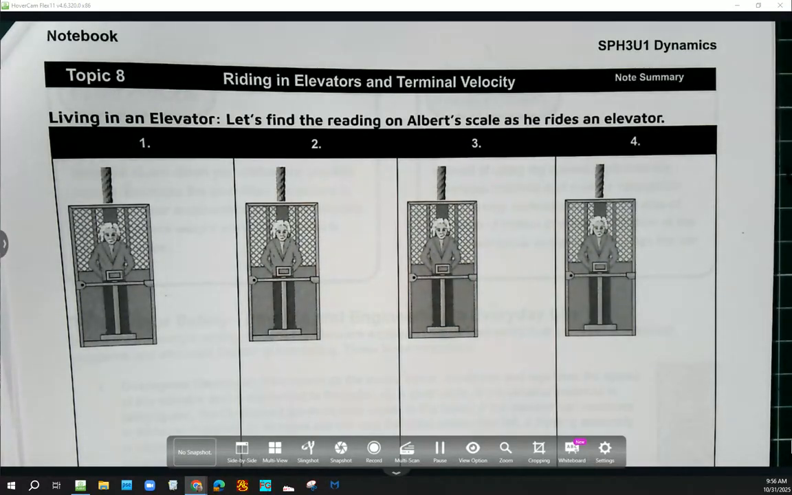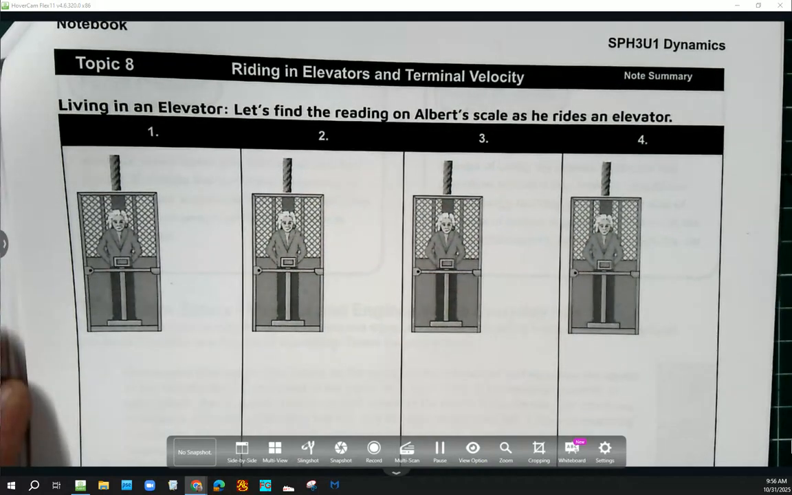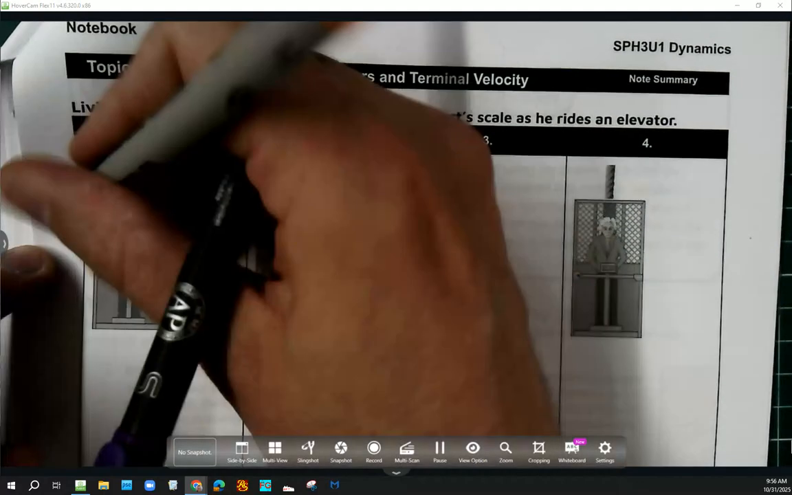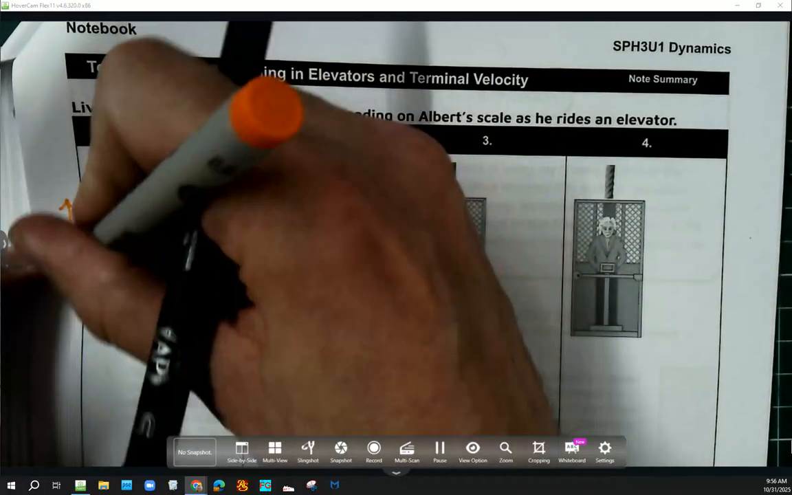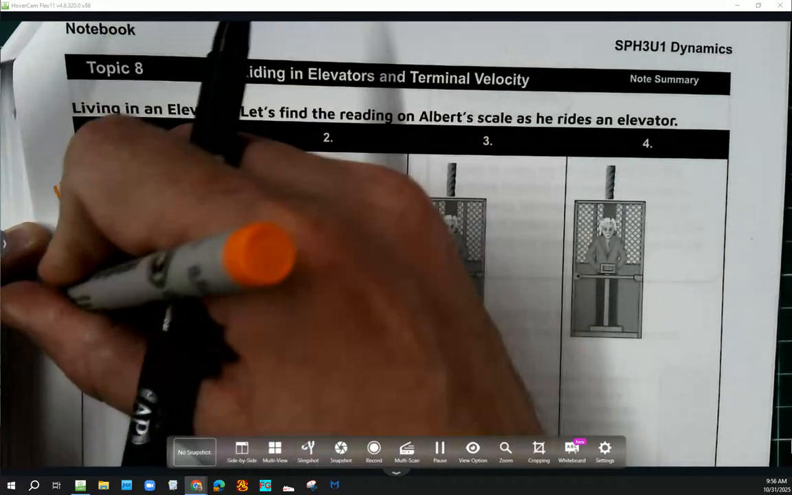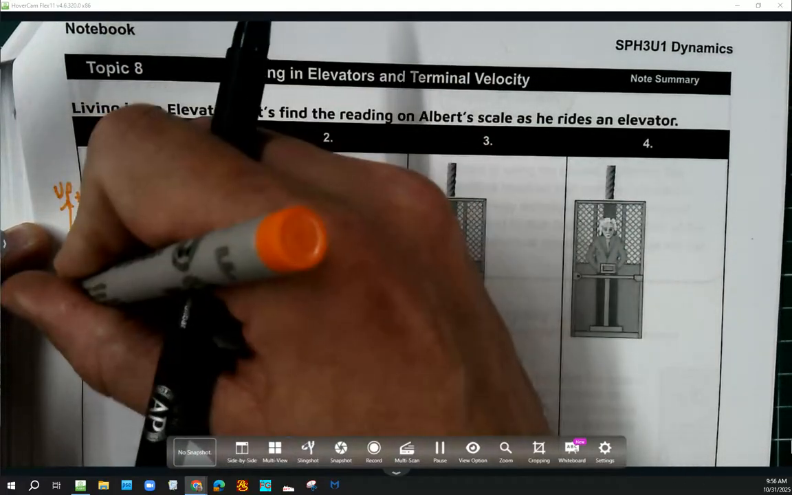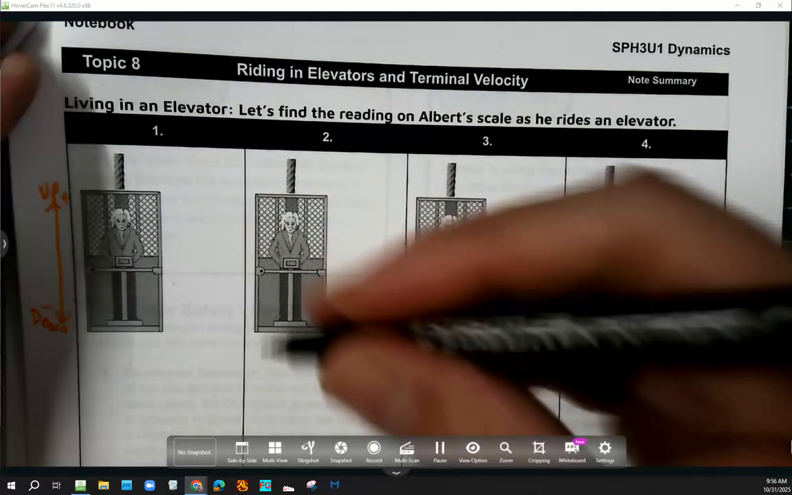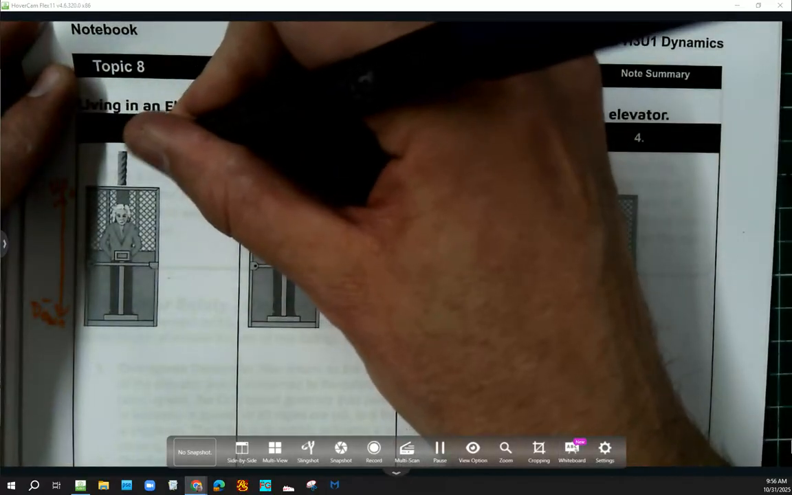So Einstein's standing on a scale, and I want to give this situation a little bit more detail. So let's give ourselves a reference frame. We'll make up be positive and down negative. Up and down. And we'll let that reference frame stand for the whole page, so we don't have to keep on drawing it over and over again. But in this situation, he's standing in a stationary elevator.